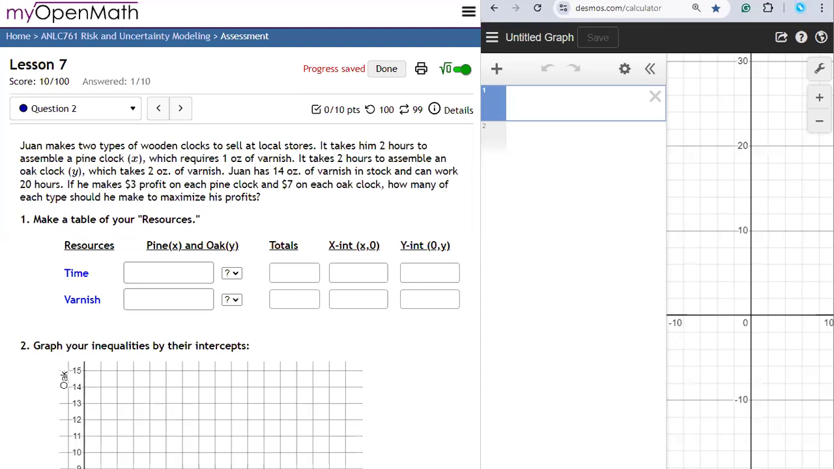In the next part of lesson 7, we're going to look at another linear program. In this one, Juan makes two types of wooden clocks to sell at a local store. It takes him 2 hours to assemble a pine clock. X is the number of pine clocks he assembles, which requires 1 ounce of varnish. It takes 2 hours to assemble an oak clock, which takes 2 ounces of varnish. Y here is the number of oak clocks.